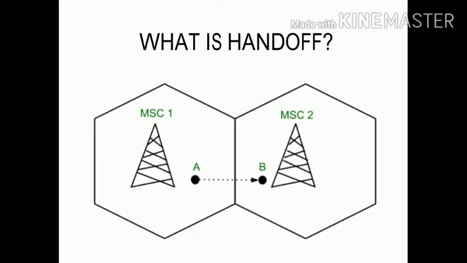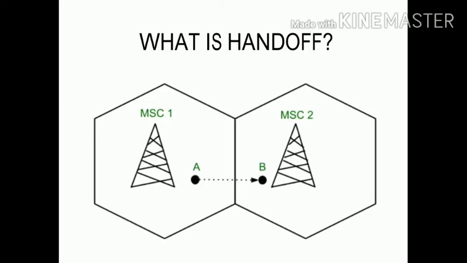So when the average signal level of the new base station exceeds that of the current base station by a specific threshold value, the handoff is initiated. Basically minus 90 dBm to minus 100 dBm is the acceptable voice quality range. So we can see in the image two adjacent cells, cell A and cell B, both have one MSC. Cell A has MSC 1 and cell B has MSC 2.